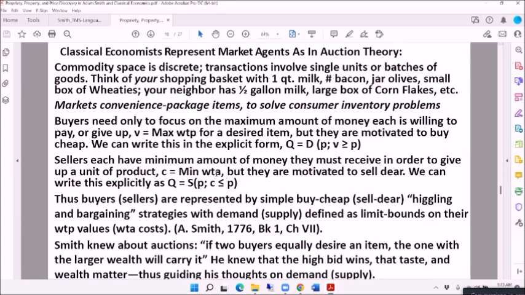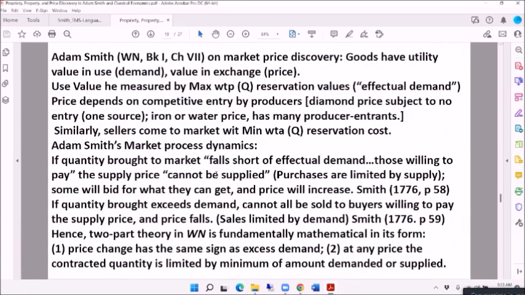For example, he has a side comment at one point. I don't need to give you the context, but he says, if two buyers equally desire an item, the one with the larger wealth would carry it. So he understands that the high bid wins and that things like taste and wealth matter. And you can see that that's guiding his thoughts in two-sided markets with supply and demand.